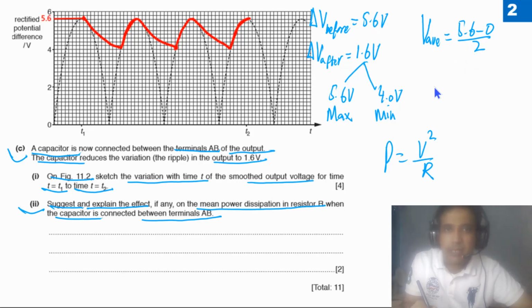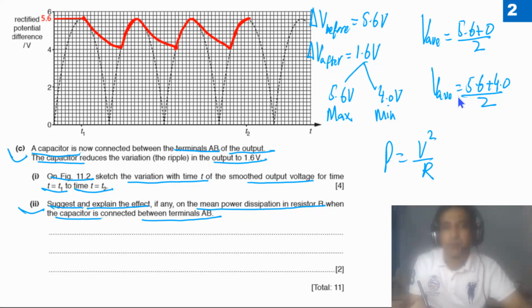And after, we have the V average, that is 5.6 plus 4.0 divided by 2. So we can see after, the mean PD across resistor has been increased. So this is the mean PD. If this value has increased, it means the power dissipated in the resistor has been increased because resistance of the resistor is not changing.